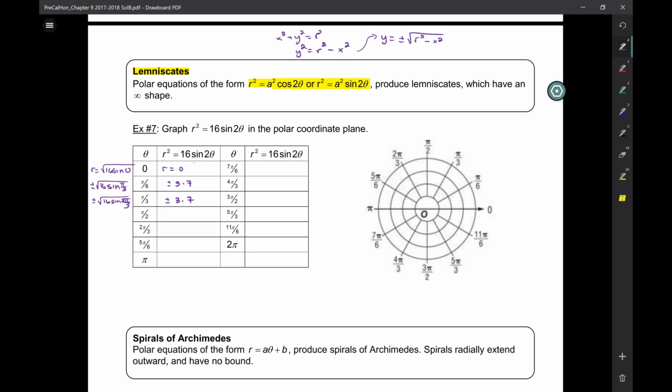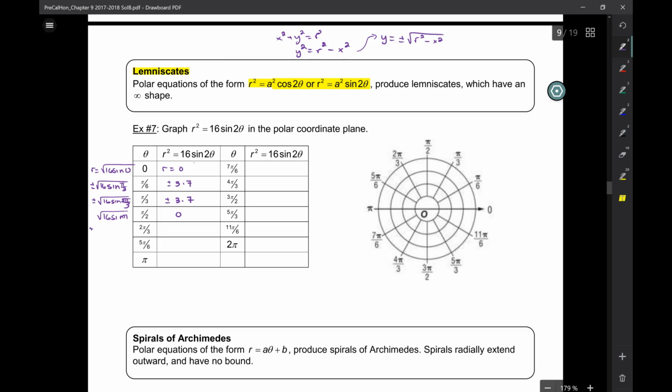Pi over 3 and 2 pi over 3. Sine is the y value. They're the same. Remember? They're just different sides. Okay, so at pi over 2, this is going to be the square root of 16 sine 2 times pi over 2, which is pi, so 0. No plus or minus there.